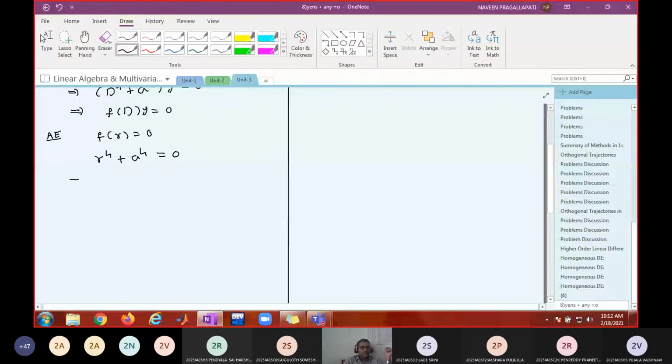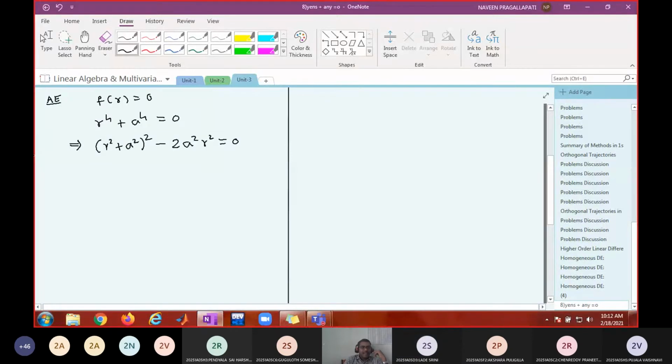Can I write this as r square plus a square whole square? If I write like this, r square plus a square whole square, which one I have to subtract? 2r square, minus 2r square a square. Is that right? Now can I write this as r square plus a square whole square minus root 2ar whole square? Can I write like this?